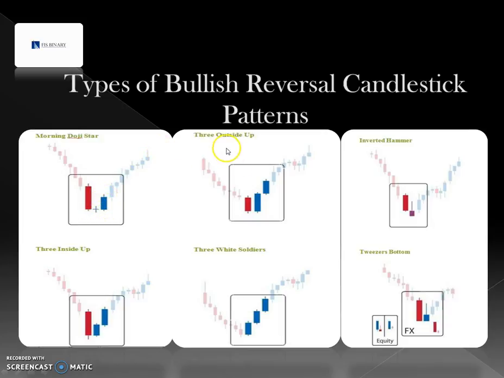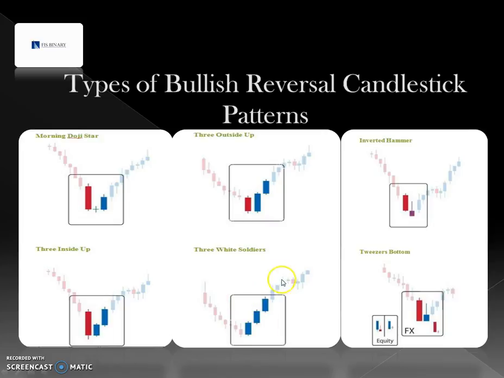you take a trade. So in the case of the three outside up, it forms whereby a bearish candlestick forms first, followed by a bullish candlestick which engulfs the existing bearish candlestick, as it opens and closes outside the body of the existing bearish candlestick, followed by another bullish candlestick. Once this pattern forms, it indicates that an existing downward trend is about to pause and an upward trend is about to begin.